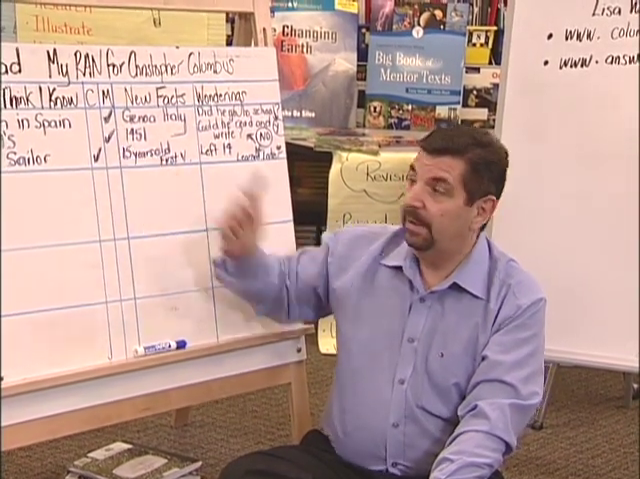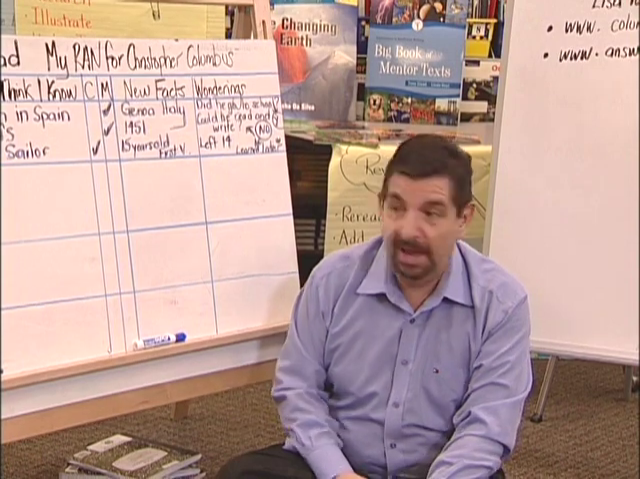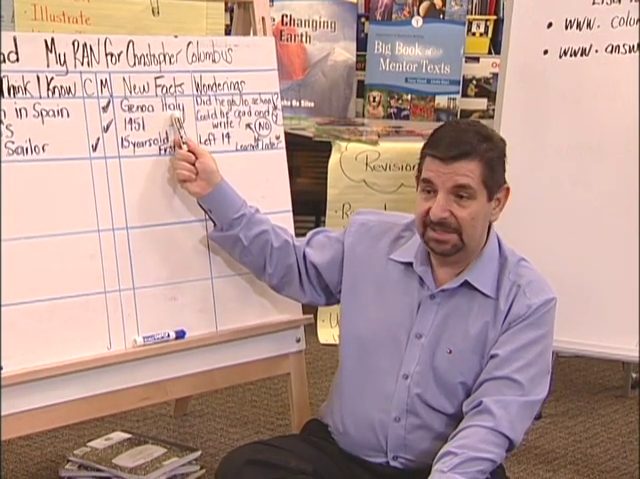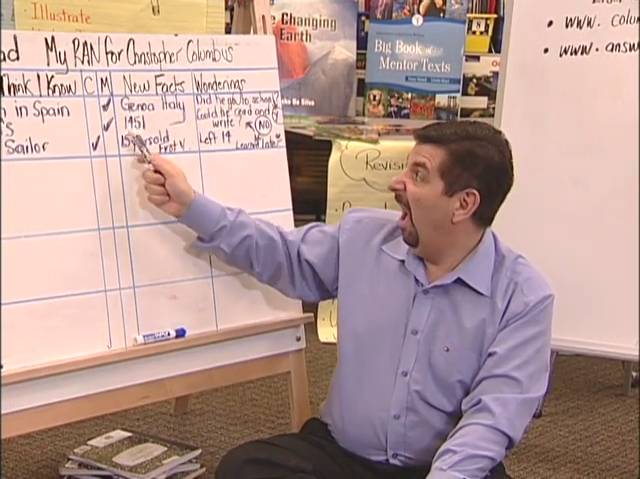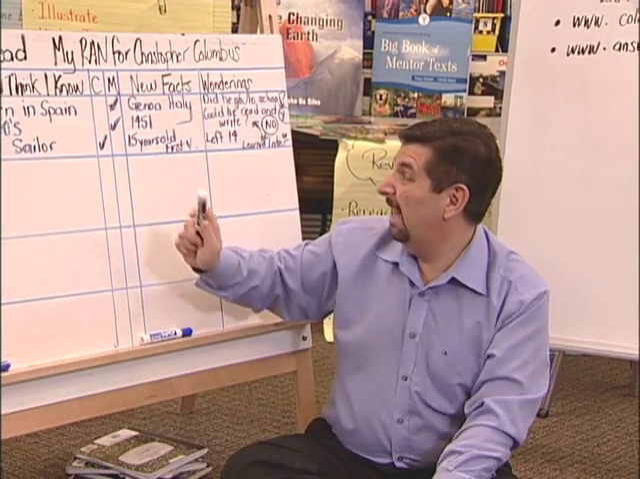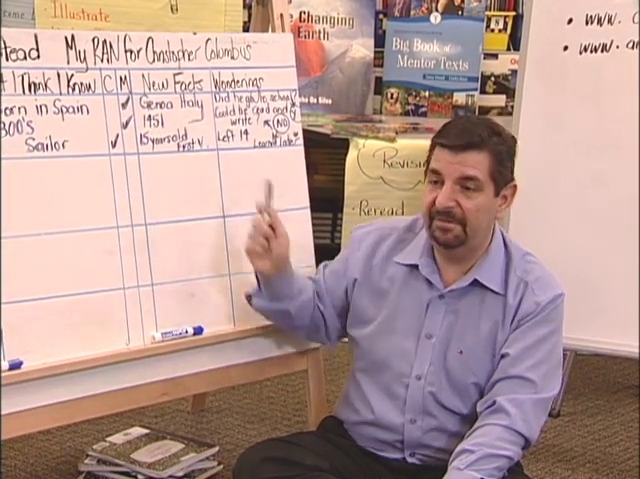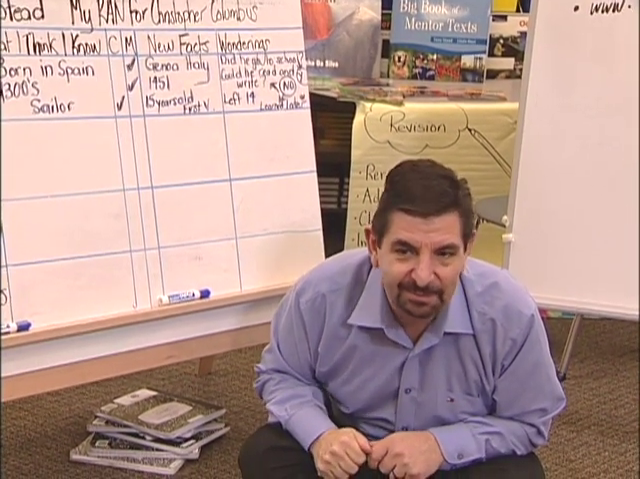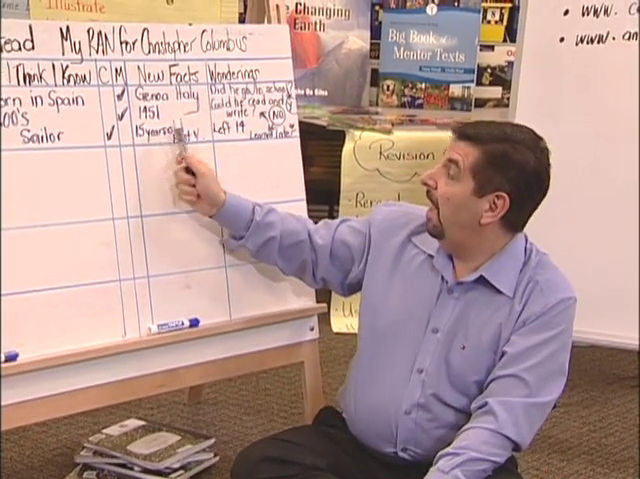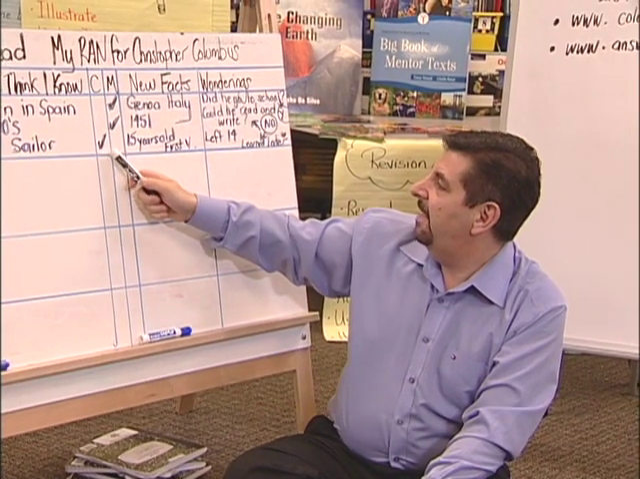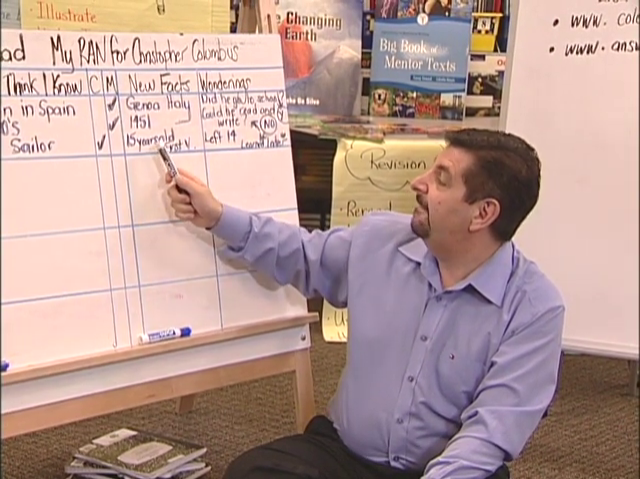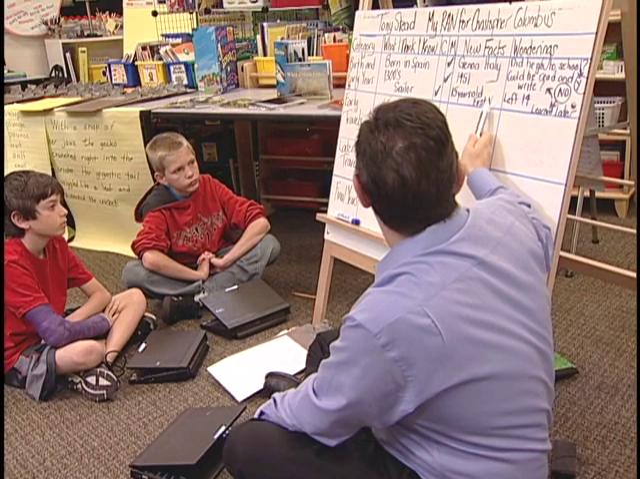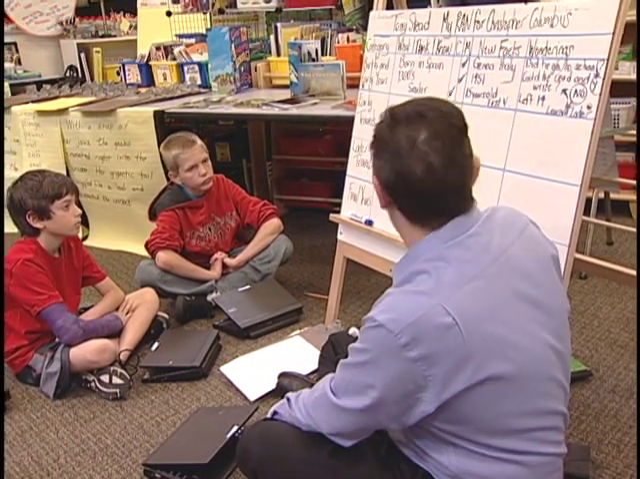What a misconception that was. I thought he was born in Spain. Where was he born? In Italy, Genoa, Italy. I thought he was born in the 1300s and he was born in 1451. I made him 150 years older. I also found here that he was a sailor, but he was 15 years old when he had his first voyage, so I put that under new facts.